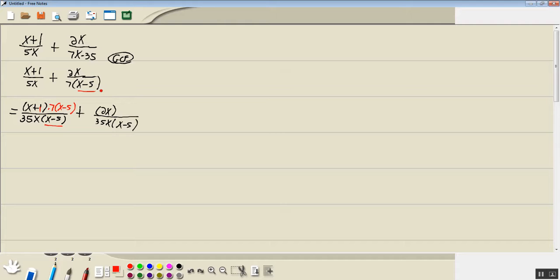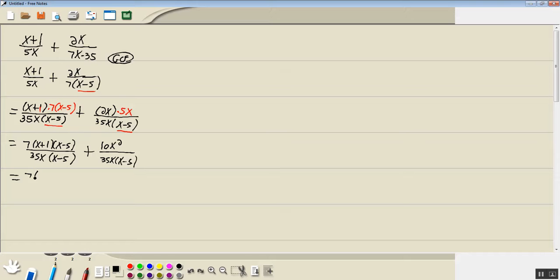Now over here, the x minus 5, that's still there. The 7, we now have a 35, so we multiplied the bottom by 5, so we have to multiply the top part by 5. And there was no single x, but now there is, so we had to put an x up on top. Okay, I'll put the 7 out in front, so we got 7 times x plus 1 times x minus 5 over 35x times x minus 5 plus 2x times 5x is 10x squared over 35x times x minus 5.